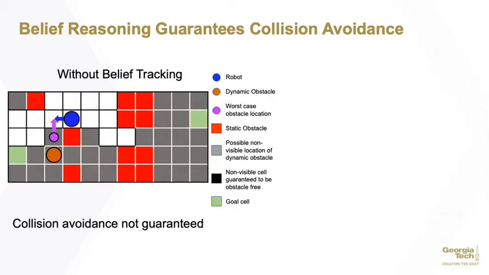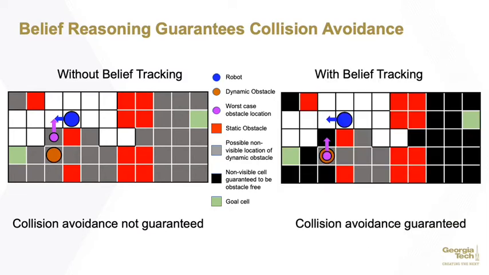Here we can see a scenario without explicit belief tracking. The robot is shown in blue and the dynamic obstacle is shown in orange. The planner has no way of knowing that the dynamic obstacle is not immediately around the corner and can therefore not advance the robot to the next cell.